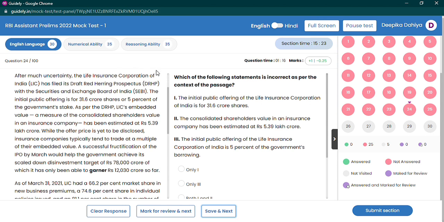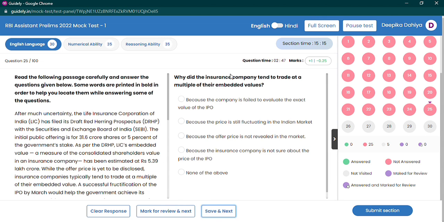Okay, so first of all, if there are questions which contain multiple statements, try to skip them and move to the next question. So the next question is a one-liner. We can easily solve this. The question is, why did the insurance company tend to trade at a multiple of their embedded value? So here the keyword is embedded value. We will try to find the keyword here.